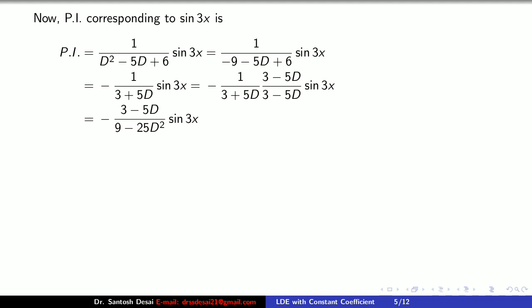Now again at the denominator there is a term of D square. So replace D square again by minus a square. So here we replace D square by minus 9. Therefore we get minus 3 minus 5D divided by 9 minus 25, and a square is minus 9, into sin 3x. Now just simplify the denominator. So it is equal to minus 1 upon 234. The numerator is as it is, 3 minus 5D, and the denominator is 234 into sin 3x.